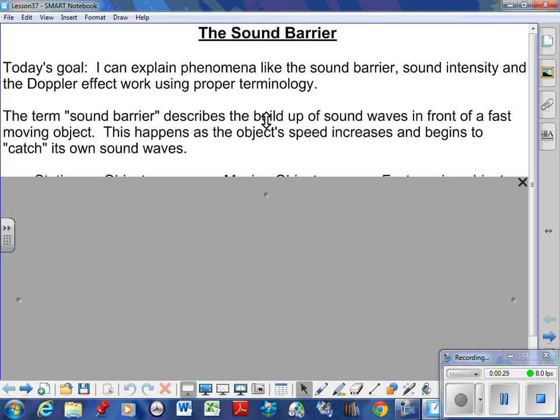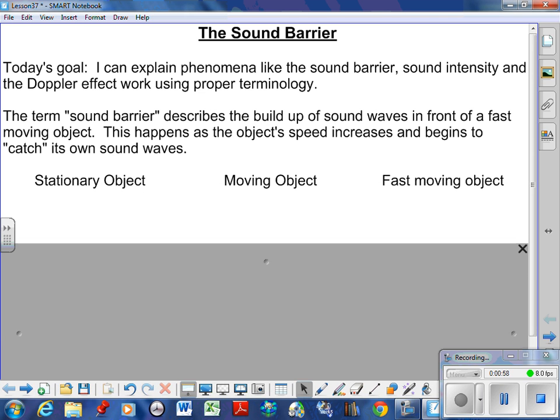So, the term sound barrier describes the buildup of sound waves in front of a fast-moving object. Now, sound waves, again, are a series of compressions and rarefactions. So they are getting squished together in front of the object. They're kind of pushing it along, like pushing from behind a couple of people ahead of you. This happens as the object's speed increases and begins to catch its own sound waves.